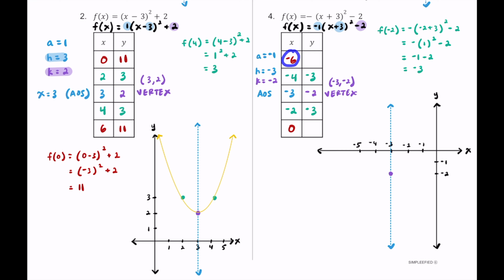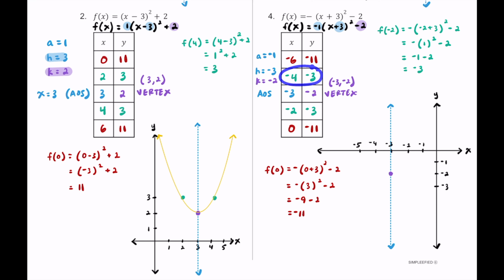Next up, we can choose either negative 6 or 0. I'm going to choose 0 here. I'm going to go ahead and substitute that in. So f of 0, that's going to be negative, and then we have 0 plus 3, that quantity squared, minus 2. And then we're going to have 0 plus 3, that's going to be 3. So we have 3 squared and then minus 2. So we have 3 squared is 9, but it's going to be the opposite of that. So it's negative 9 minus 2, and that's going to equal negative 11. So when x is 0, we have negative 11 for y. So when x is negative 6, y is also negative 11.